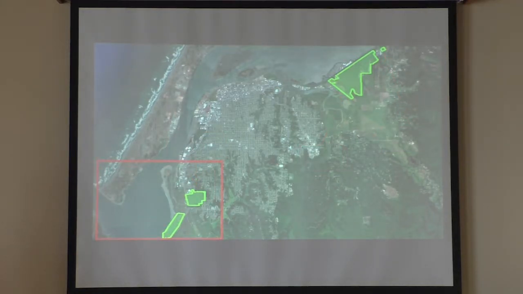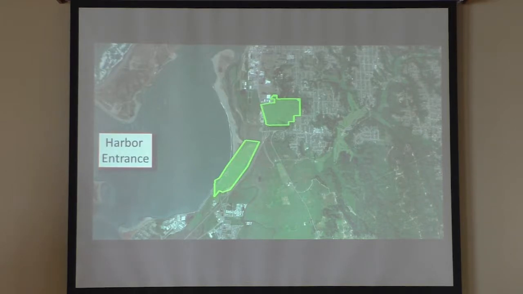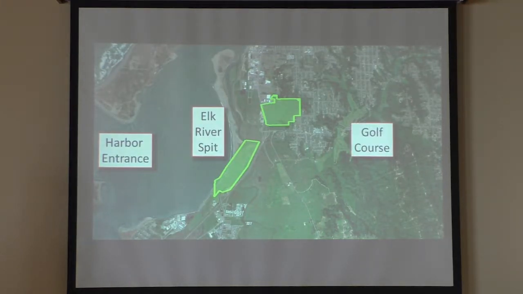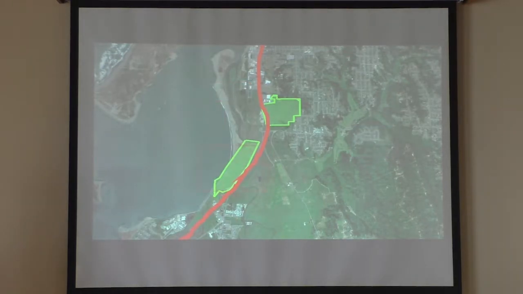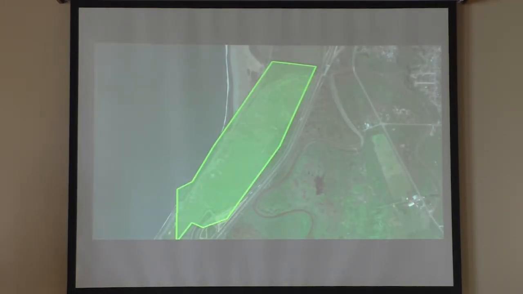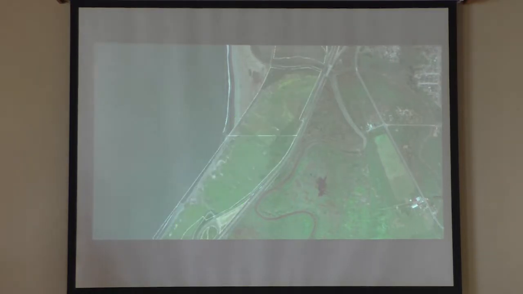So zooming down here on this area, that's the harbor entrance. Elk River Spit's over here. Golf course is over there. Just for context, here's the wastewater treatment plant. That's US 101. If we zoom in on this area here, this is the city-owned parcel. That is zoned ag lands, and it's not likely to stay that way much longer.